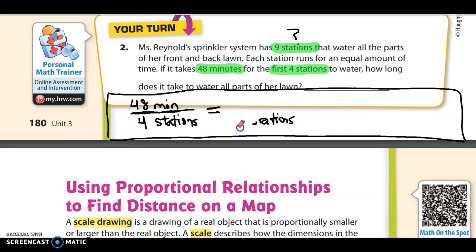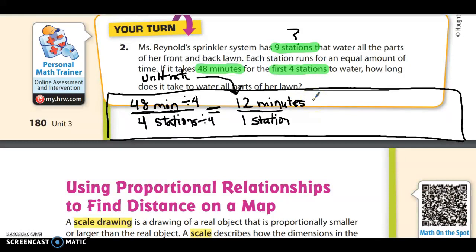So what did we do in the last problem when we got stuck? We found the unit rate. So what I'm going to do here is put the unit rate right here. How do you get the unit rate? You simplify these terms right here. 48 over 4 means 48 divided by 4. They share a factor of 4. So if you divide 4 stations by 4, you'd get 1 station. So we're going to get the amount of time it takes to do each station. And then if I do 48 minutes divided by 4, I get 12 minutes. This is a unit rate because I now know how many minutes per 1 station.